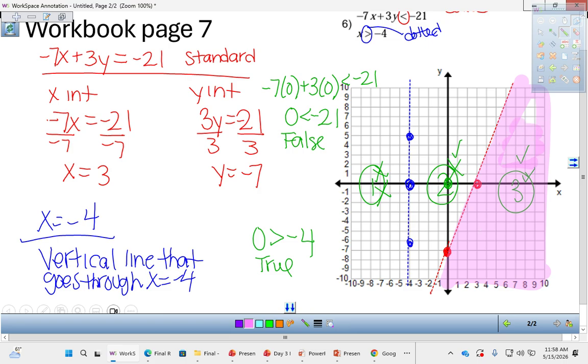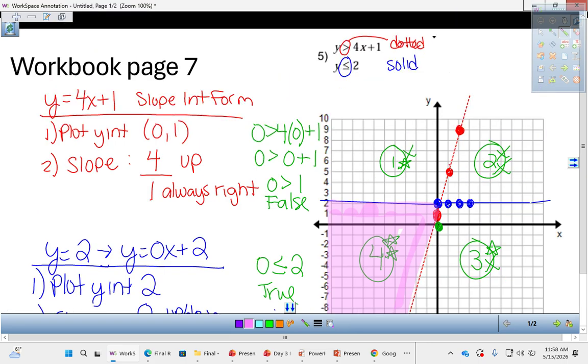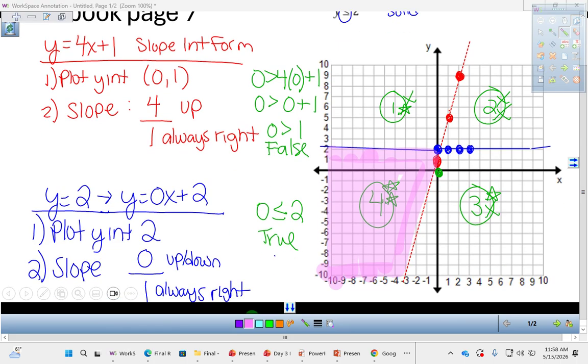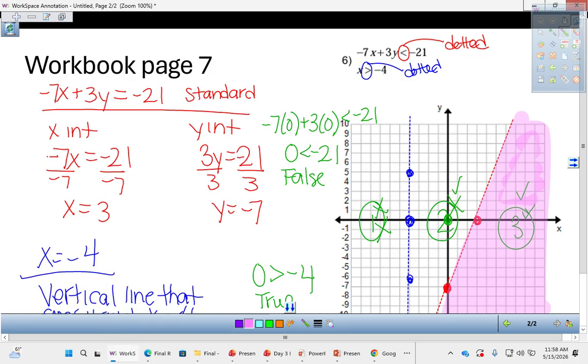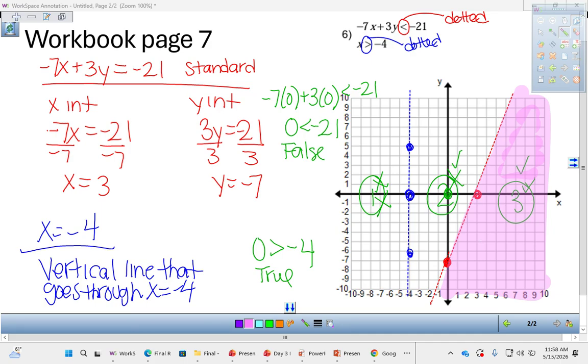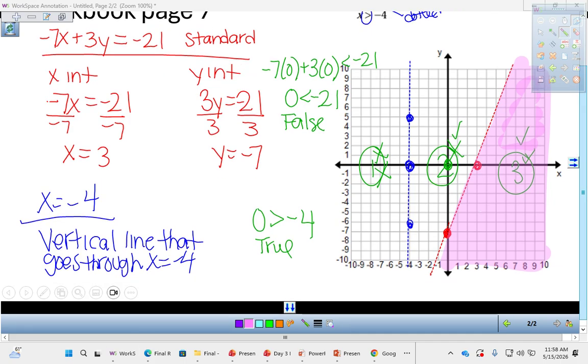So at this point, you've seen one of each type of graph. A slope-intercept form, and here's how you do it. A special graph, y is horizontal. A standard form, you're going to find x and y intercepts, or a special graph x, which is up and down. This should allow you to be able to do practice of all types of graphs.